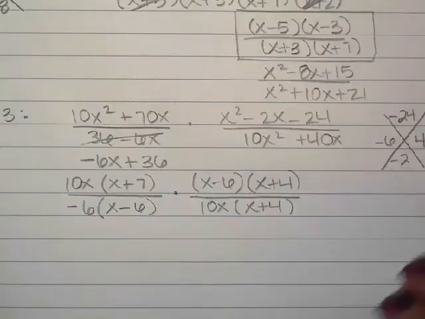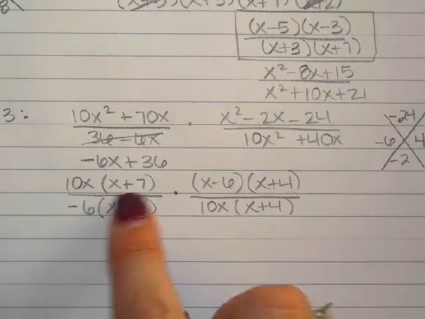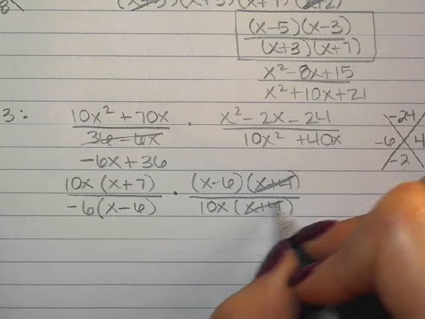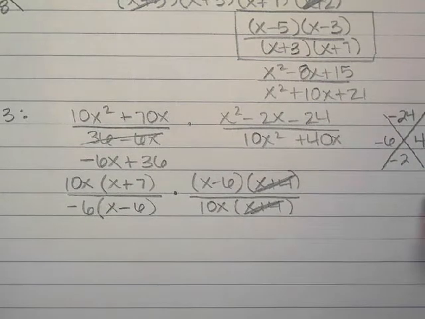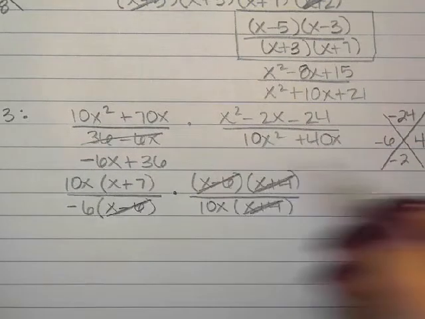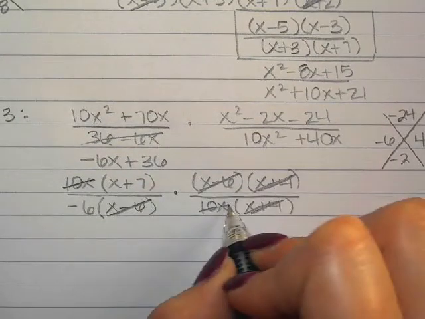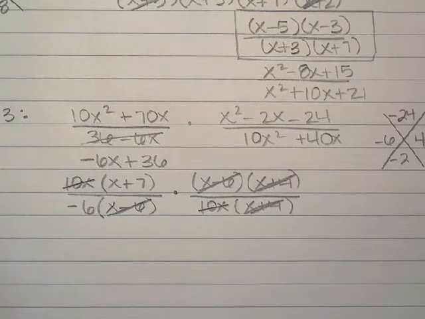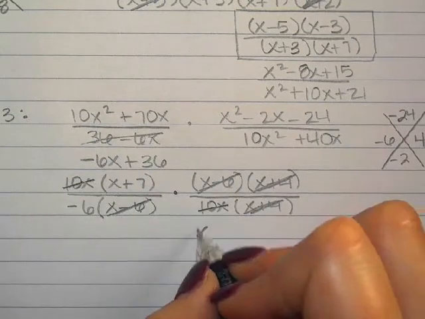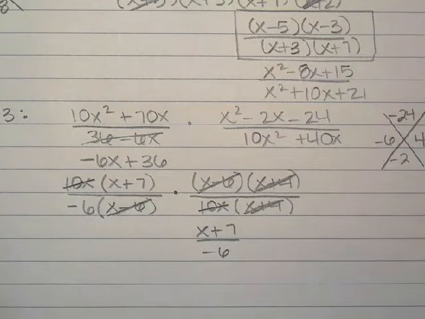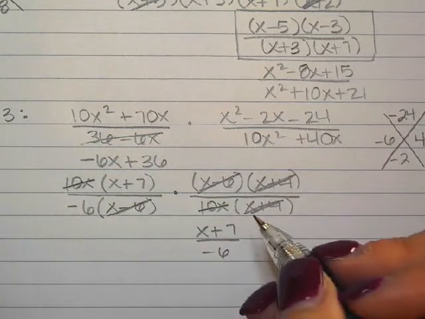Okay, so you can do that step if you want, where you write it as one big fraction, but you don't need to. At this point, I'm going to look for things that divide to equal 1. So x plus 4 divided by x plus 4 divides to 1. X minus 6 divided by x minus 6 divides to 1. 10x and 10x divide to be 1. And so I'm left with x plus 7 over negative 6. This is a great answer. You could say this is your final answer.